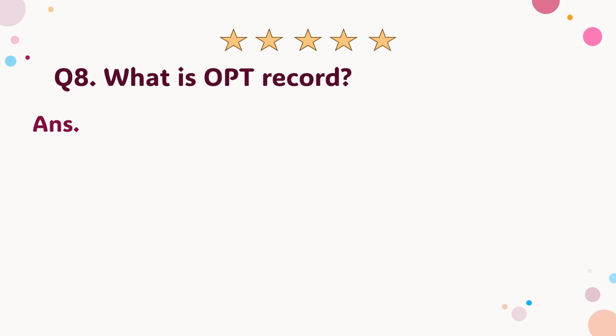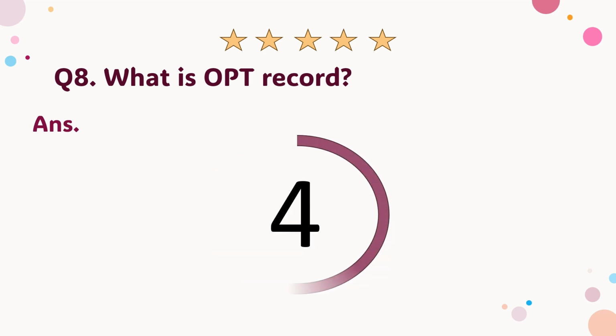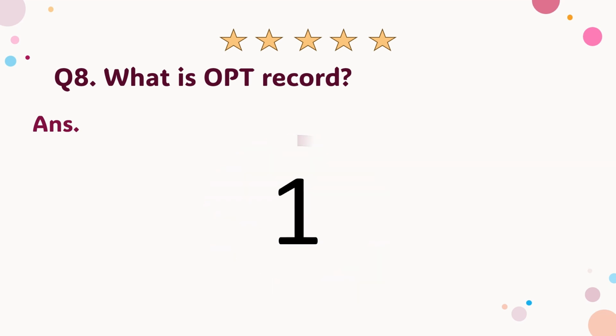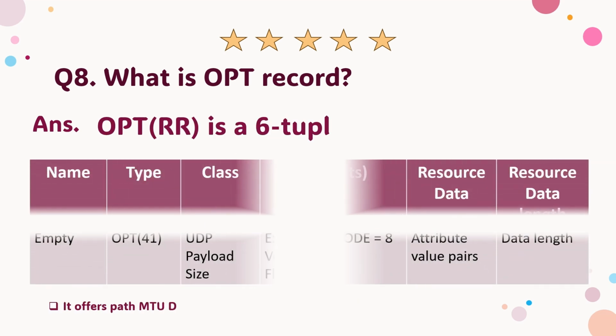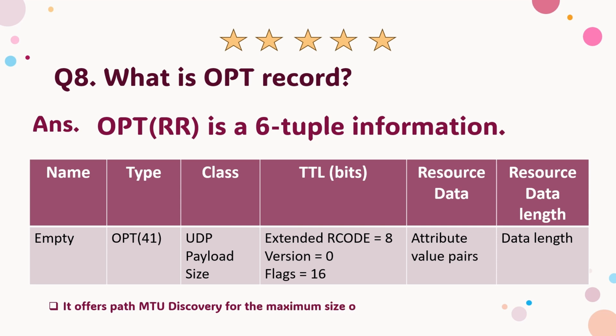Moving on to the next question, what is the OPT record? The OPT record is present specifically in the additional section. This is an additional record, but very helpful, and we are going to look into that. The OPT record is again a 6-tuple of information, and it offers a lot of functionality. As we can see, the 6-tuple information is represented in the table, and it's very important.